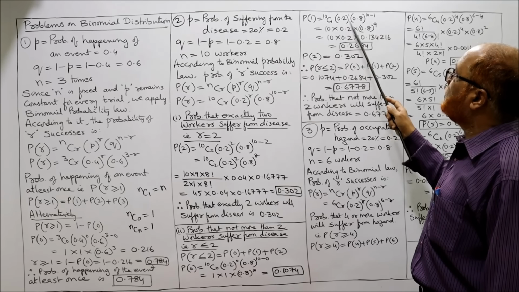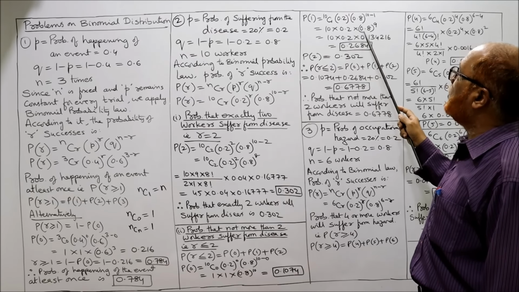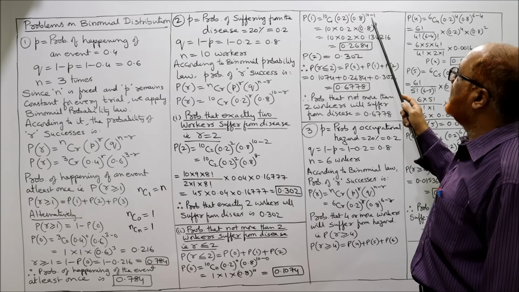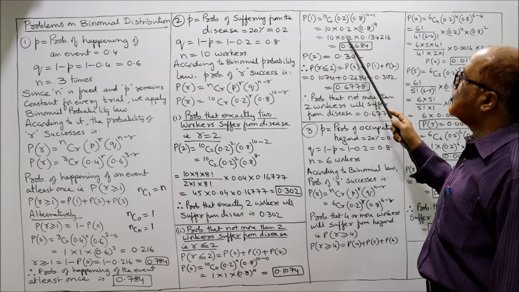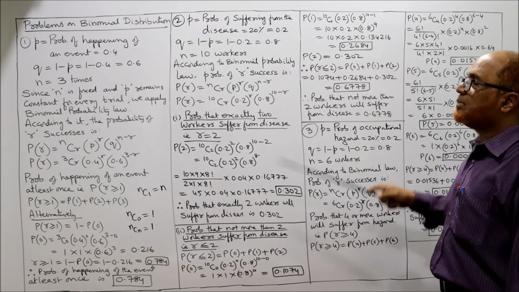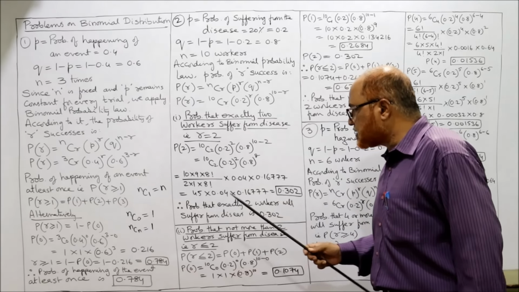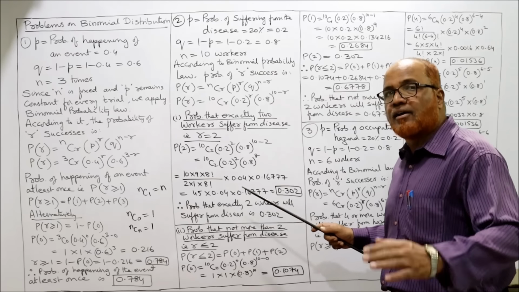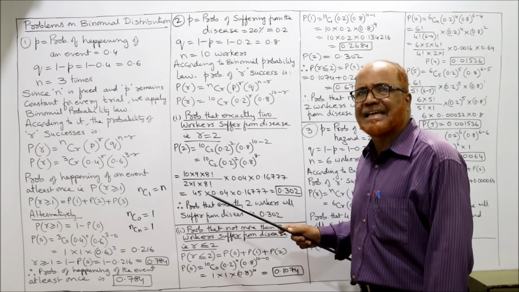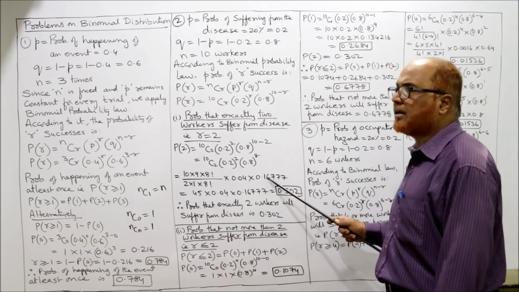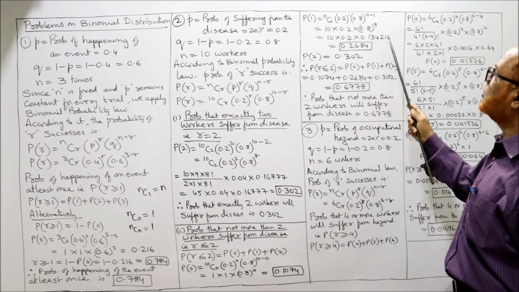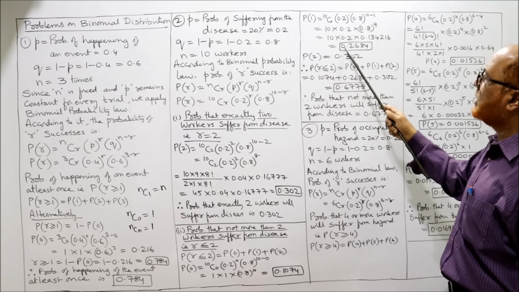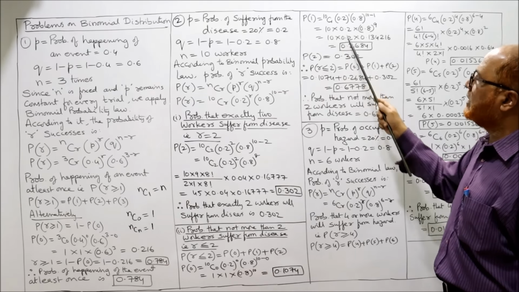Then 0.2 to the power of 1 is 0.2, into 0.8 to the power of 9. So 10 into 0.2 into 0.8 multiplied 9 times. 8 times you have already calculated here, so only one more time multiply by 0.8. You will get 0.134216. Multiply all and you will get 0.2684. This is P of 1.